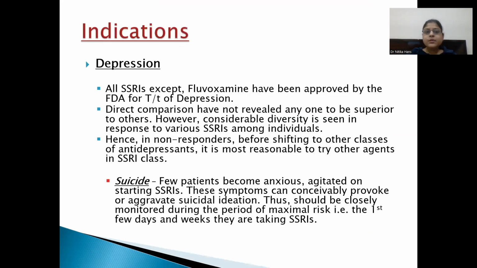So indications: it is given in depression, fluvoxamine. It has been used as a drug for depression. Direct comparison has not revealed any one to be superior to others. However, considerable diversity is seen in response to various SSRIs among individuals. Hence, in non-responders, before shifting to other classes of antidepressants, it is most reasonable to try other agents in the SSRI class.